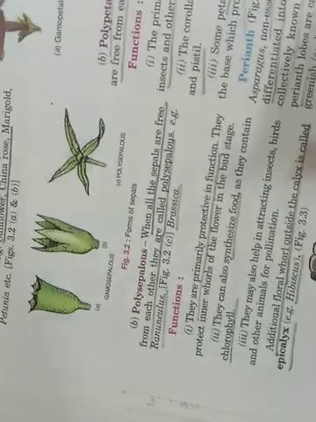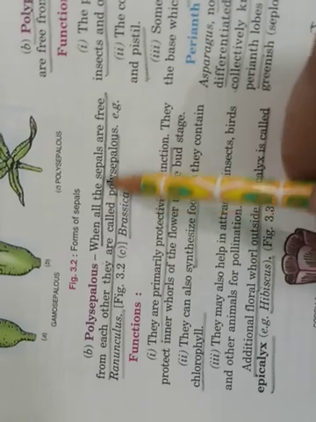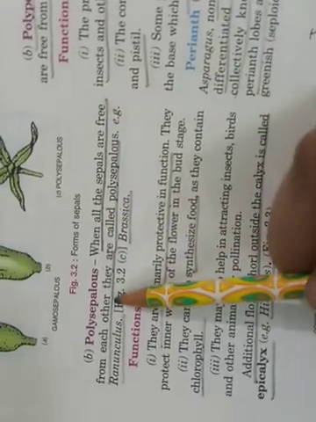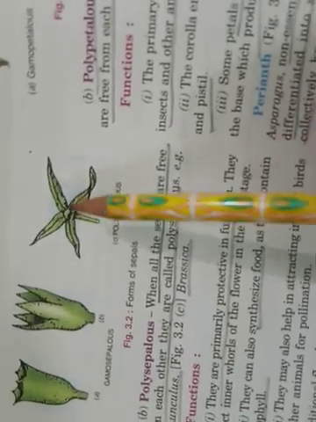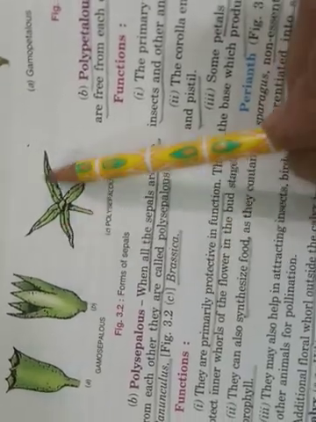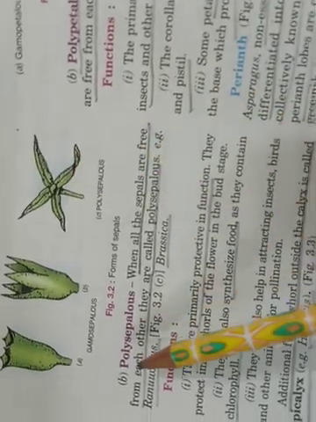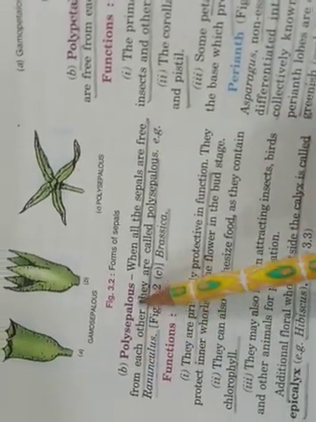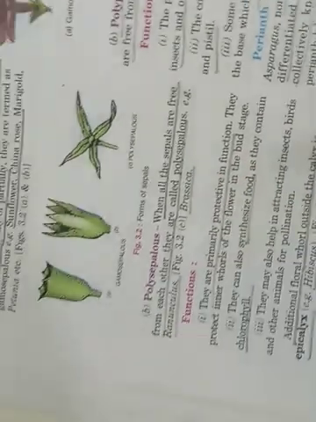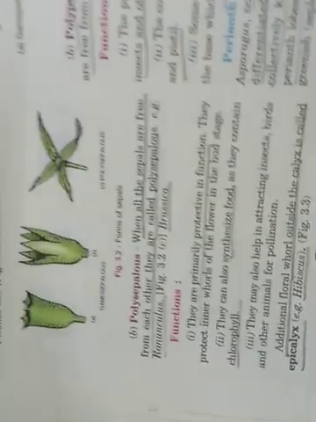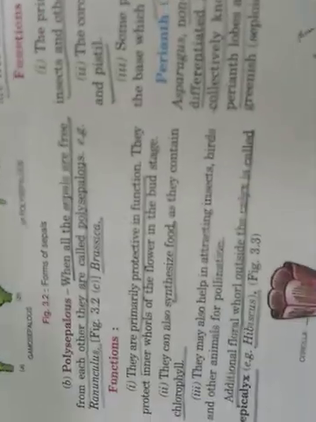petunia, etc. Another term is polysepalous. When all the sepals are free from each other, they are called polysepalous. See here in this diagram, you can see all the sepals are free. They are not fused, they are not joined, and they are called polysepalous. Examples are ranunculus and brassica. Now, children, you have to learn each term and the examples of these terms.